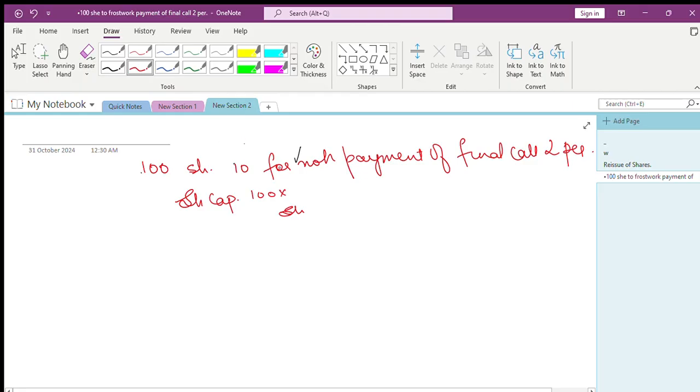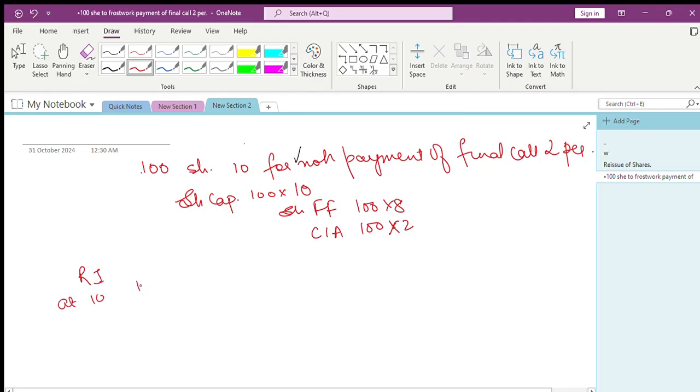So what we have received is, the share capital gets debited with 100 into 10. Share forfeiture gets credited with 100 into 8 which we have received, and calls in arrear gets credited with 100 into 2. Now let me see if this share is reissued at rupees 10 per share.